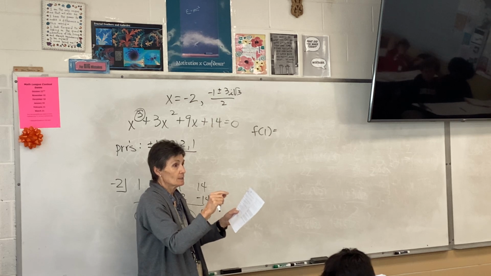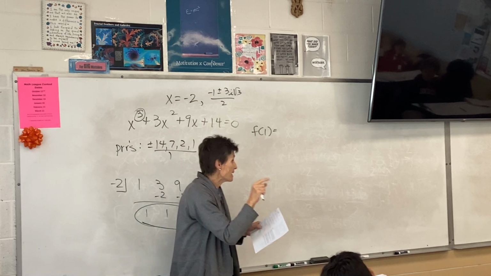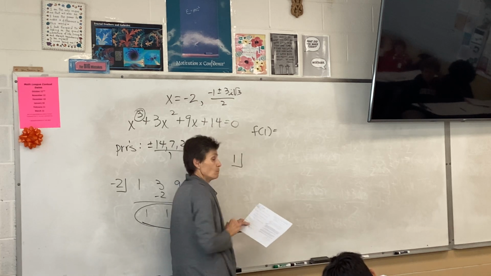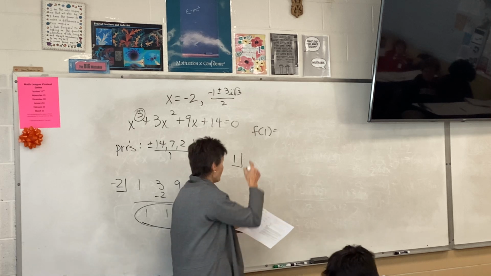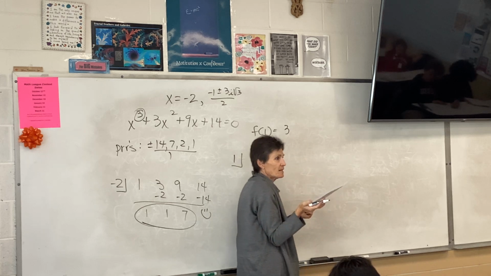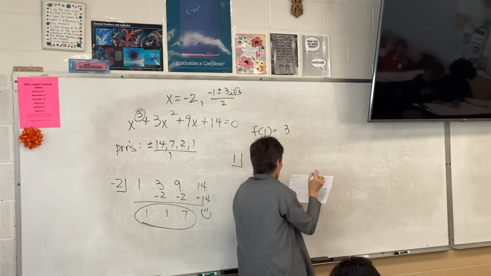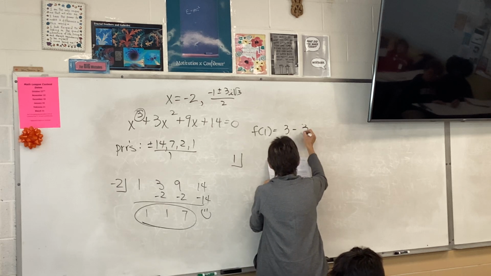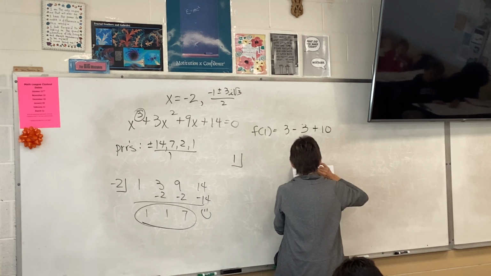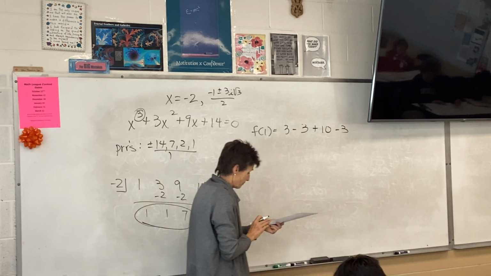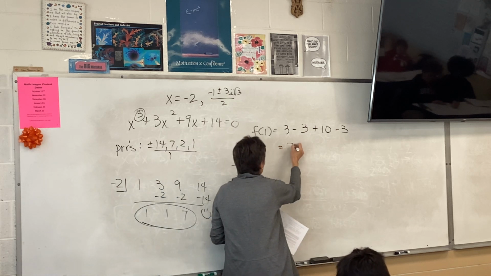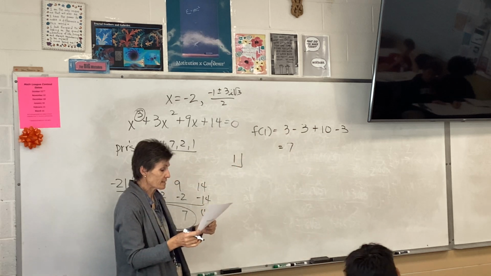Find the remainder. I'm going to plug in the same number that I would have put in the box if I were dividing. If I were dividing, wouldn't I put a 1 in the box? Yeah. So I'm going to plug in 1. So 3 times 1 to the 50th, which is 1, minus 3 times 1 to the 27th, plus 10 minus 3. Did you get 7? Yeah. That's the remainder. The remainder is 7.